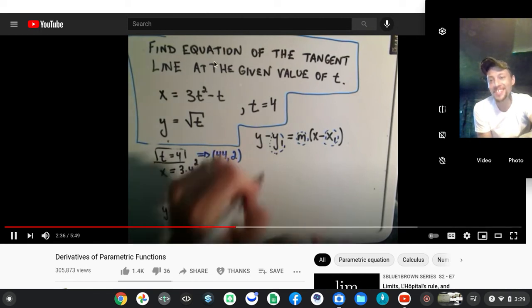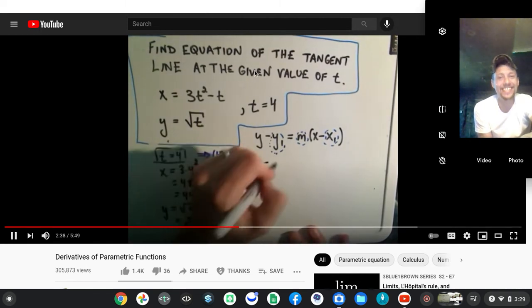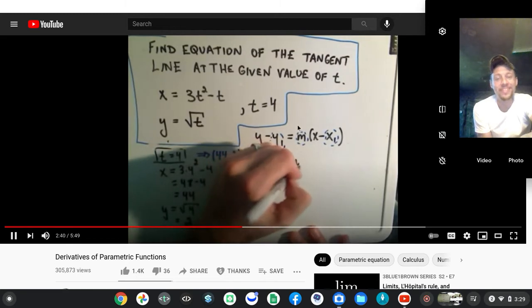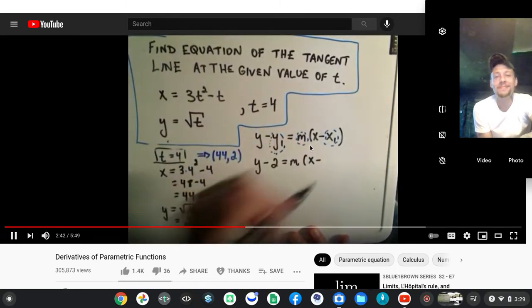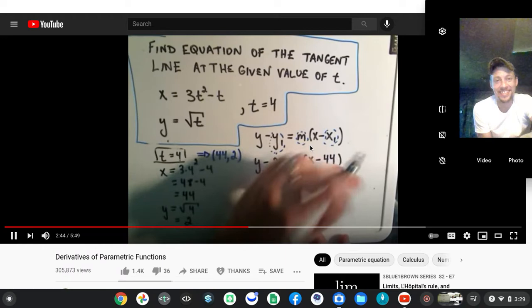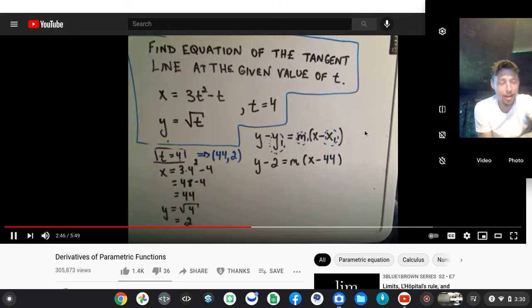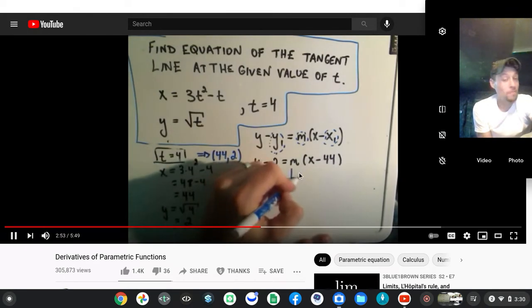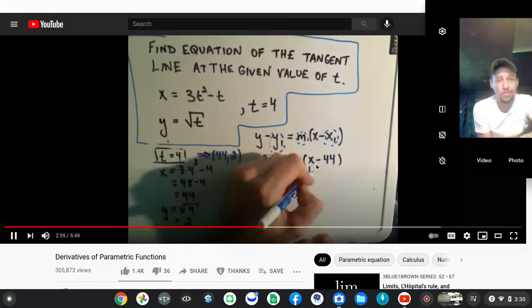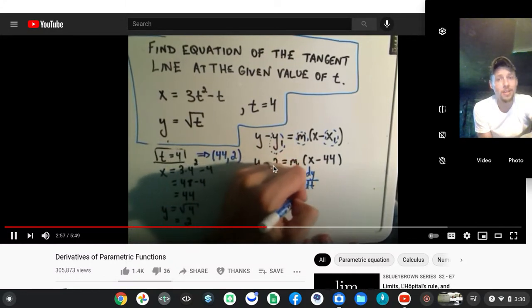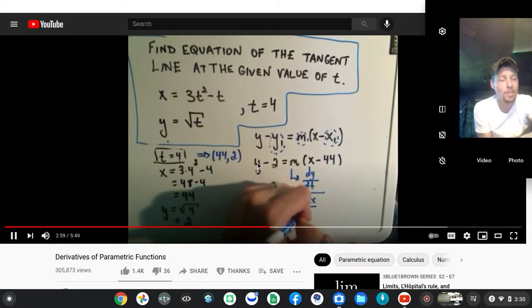So already I know my equation is y minus 2 equals the slope times x minus 44. Well, I mean, the only thing I'm missing now at this point is the slope of the tangent line. And again, it's going to be the slope of the tangent line. To figure that out, you just have to use our dy/dt divided by dx/dt formula.